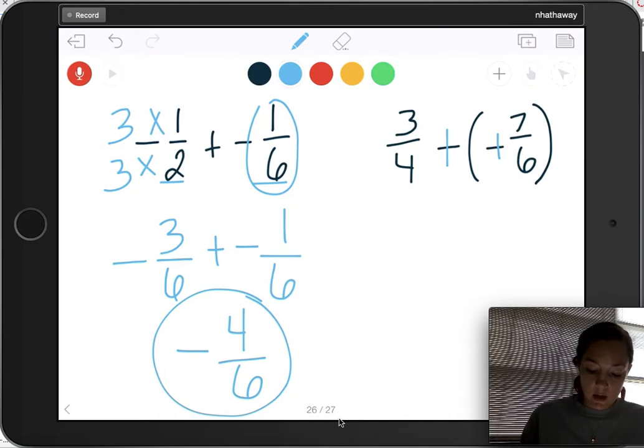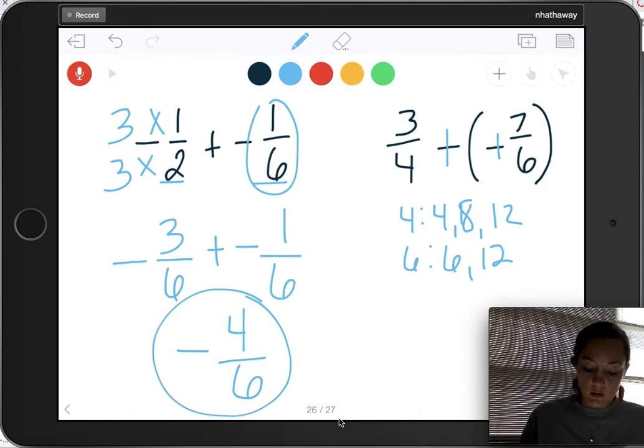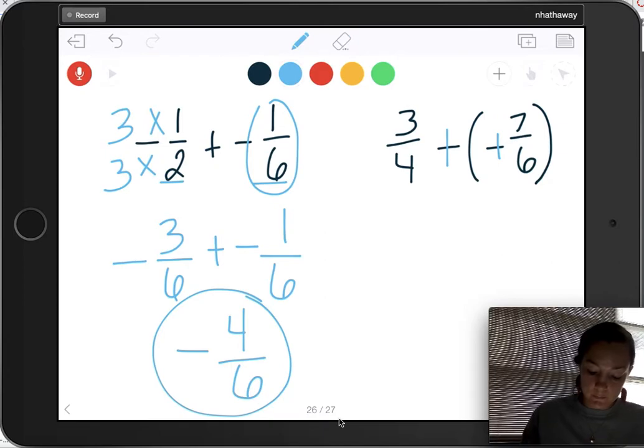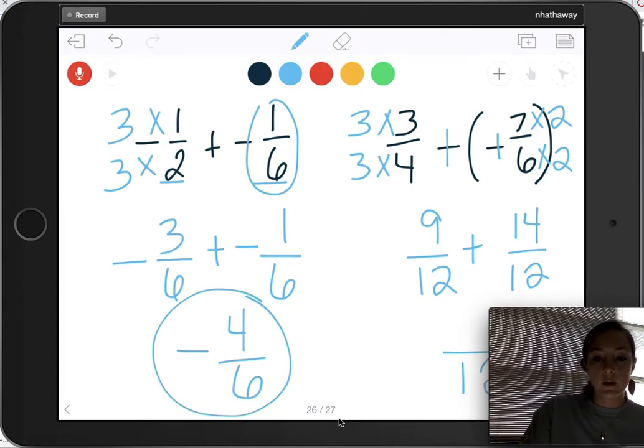So let's check. I know that a multiple of 4 is 12, and I know that a multiple of 6 is 12. So I'm going to use 12 as my common denominator. I know that 4 times 3 is 12, so 3 times 3 gives me 9. I know that 6 times 2 is 12, so 7 times 2 is 14. Remember, your denominator does not change, and you add your numerator.